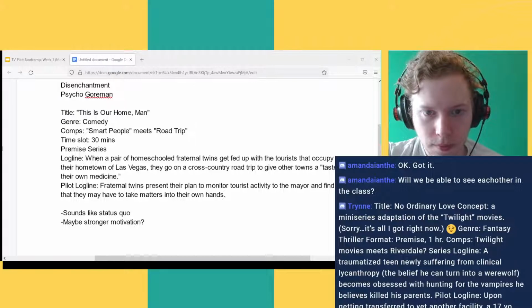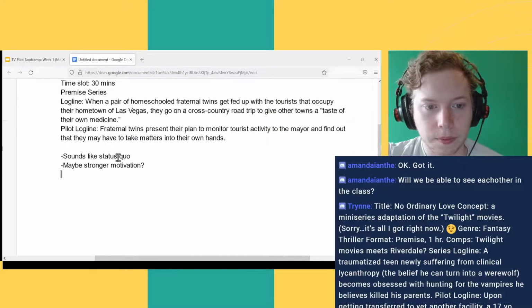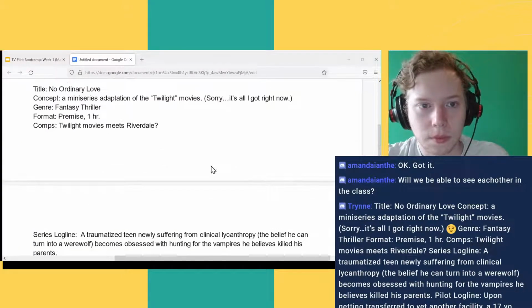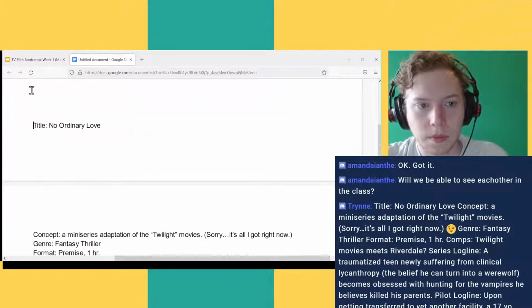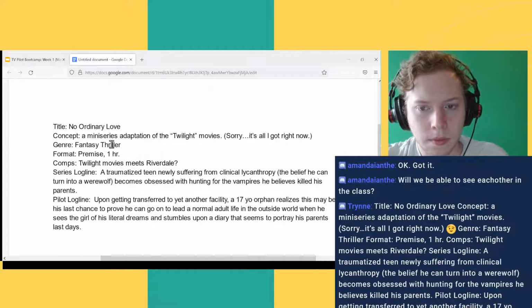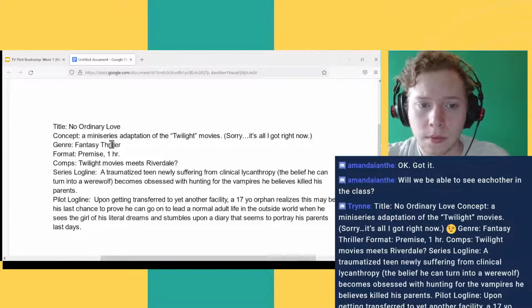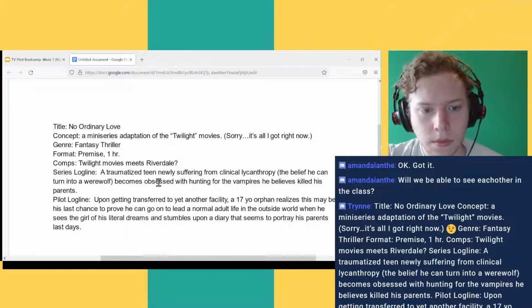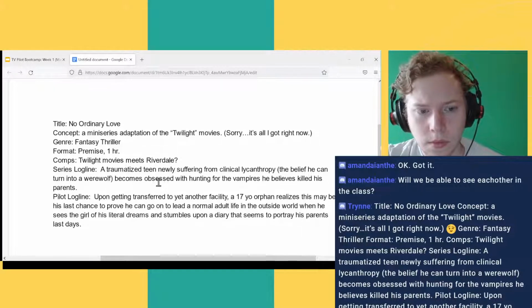Okay. You want me to read it then? Go ahead. Okay. So the series logline is: a traumatized teen newly suffering from clinical lycanthropy, belief that he can turn into a werewolf, becomes obsessed with hunting for the vampires he believes killed his parents. And then for the pilot: upon getting transferred to yet another facility, a 17-year-old orphan realizes this may be his last chance to prove he can go on to lead a normal adult life in the outside world.